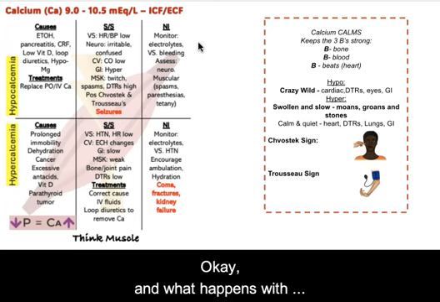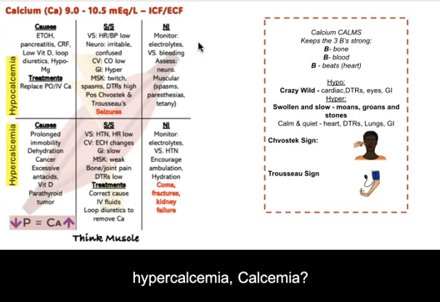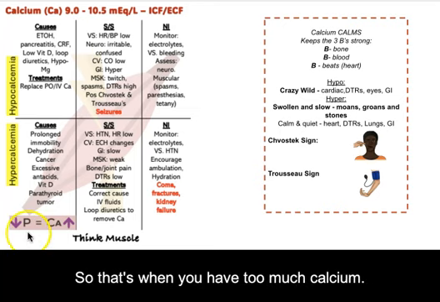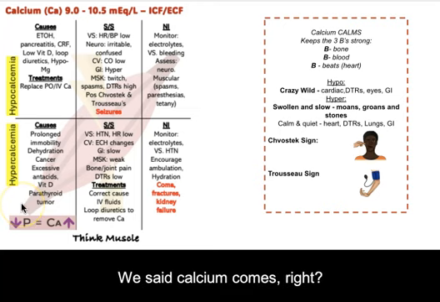And what happens with hypercalcemia? So that's when you have too much calcium. We said calcium calms, right? So when you have too much calcium, what can happen? First of all, let's see what causes it.